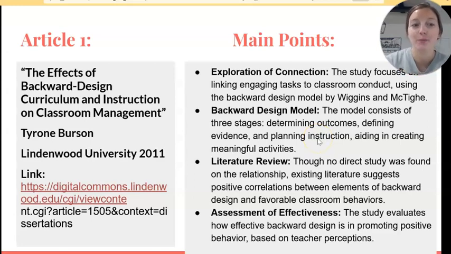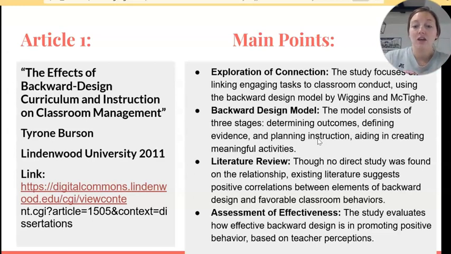Okay, so the first article I found was about the backwards design curriculum and instruction and how it relates to classroom management. This was by Tyrone Burson from 2011. So basically this study focuses on linking class to classroom conduct using the backwards design model. The model consists of the 3 stages that most of us are probably aware of now: determining the outcomes, defining the evidence, and planning instruction.